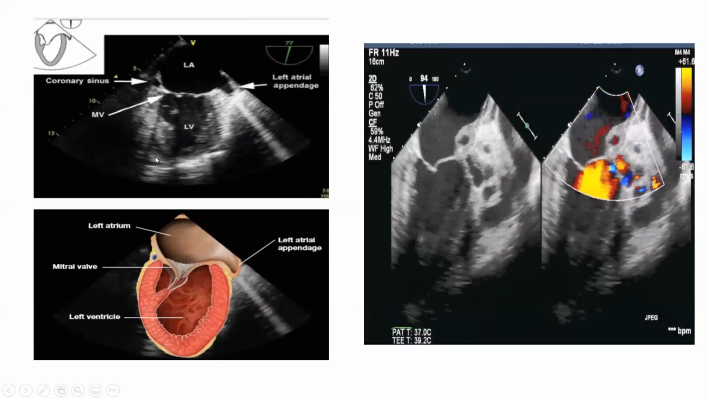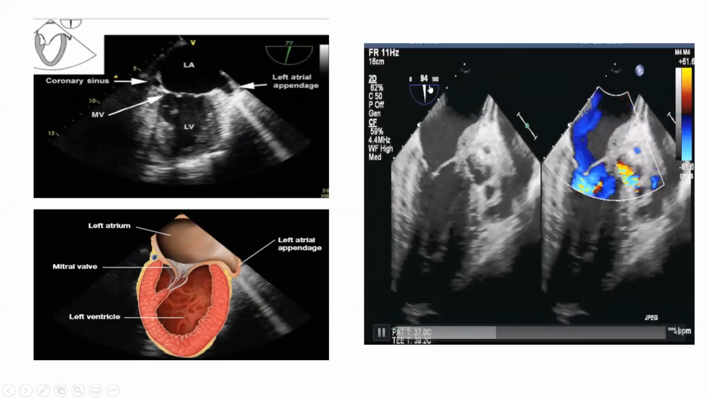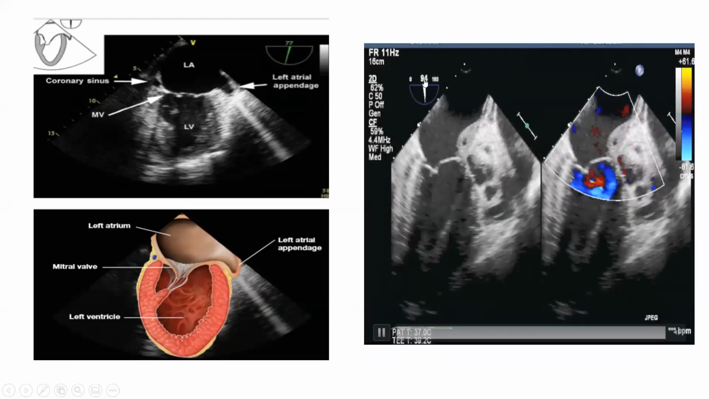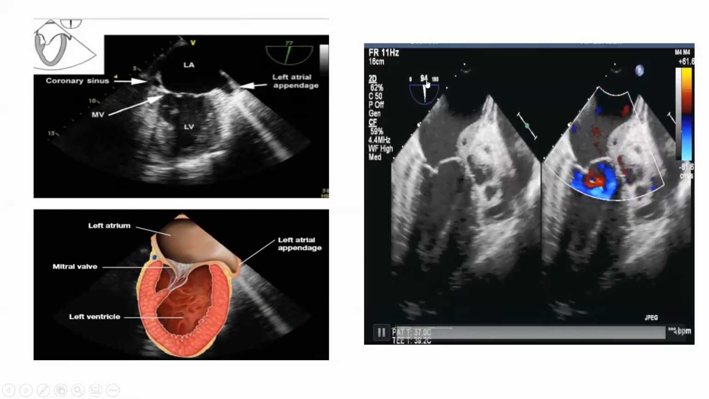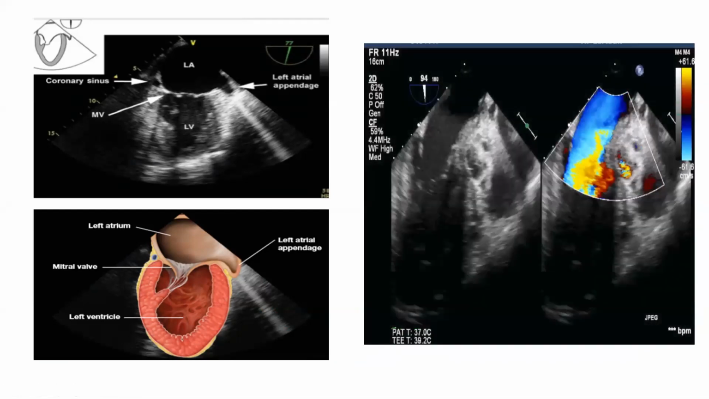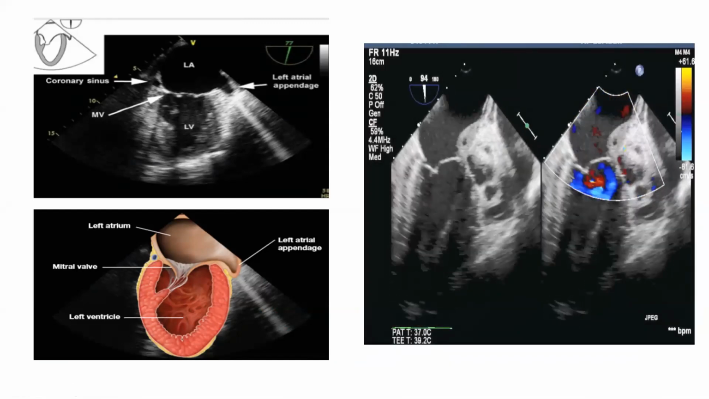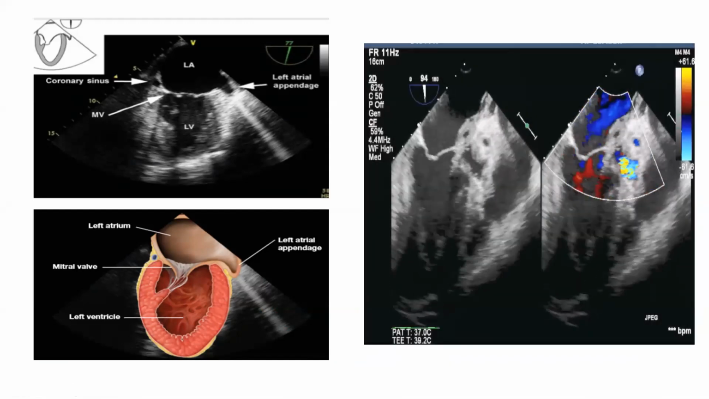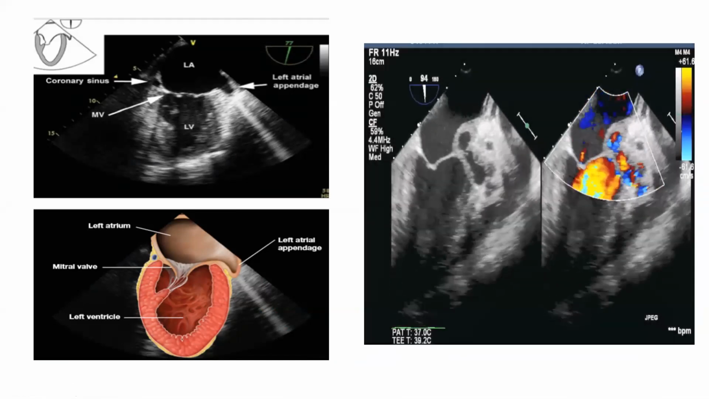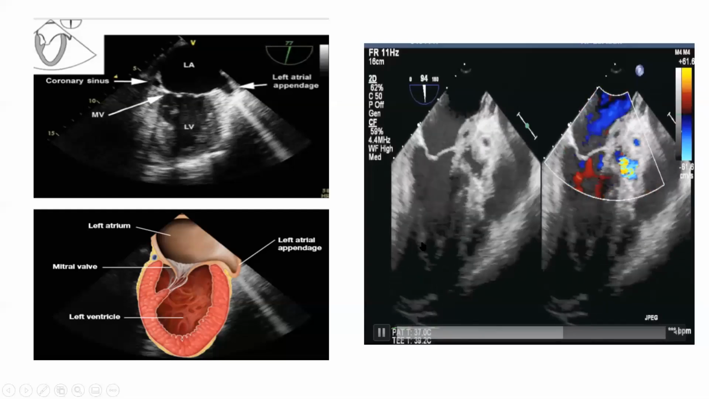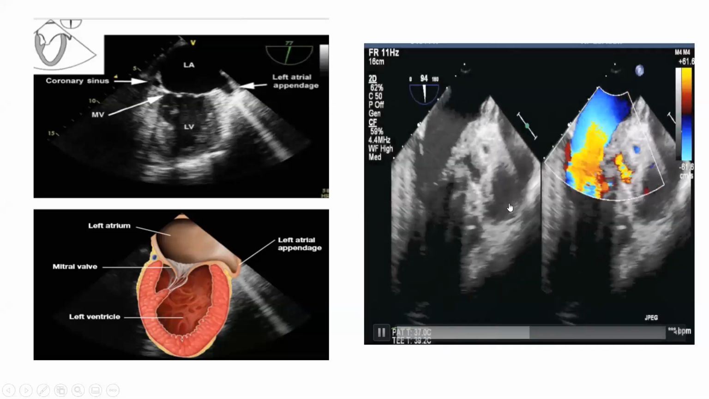Okay, so we go more to 90. Now from the same view, we get the mid-esophageal view. I'm starting to move the knobs in my hand with my fingers. I pressed it and it went to 60, the commissural view. Then I press more. It went to 90. 90 will give you the two-chamber view. The two-chamber view. What is the pathology here?